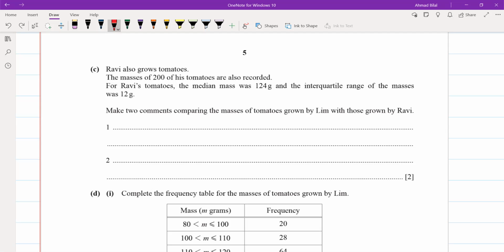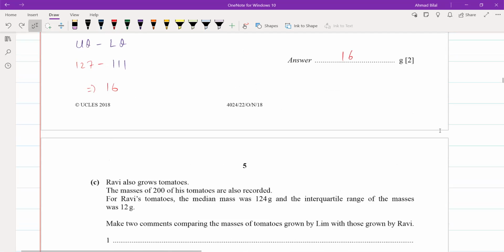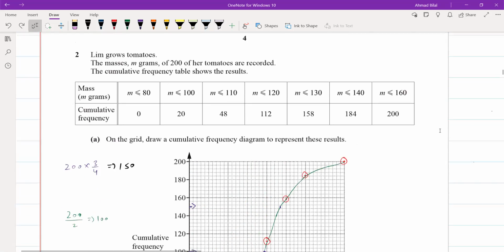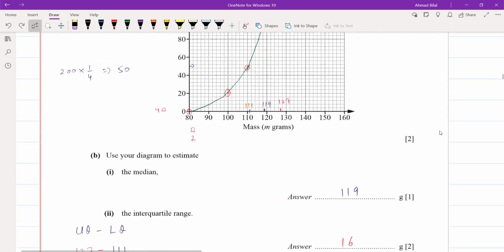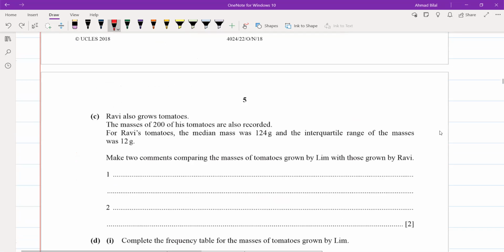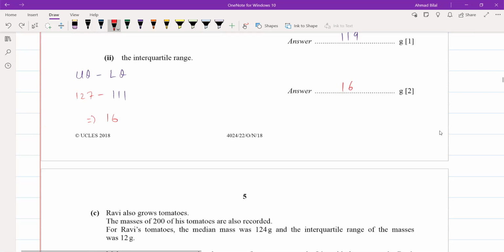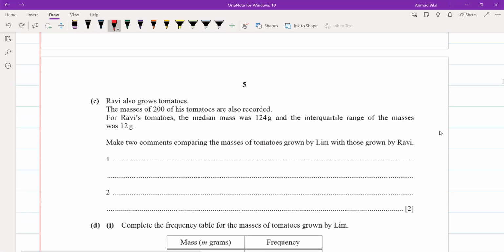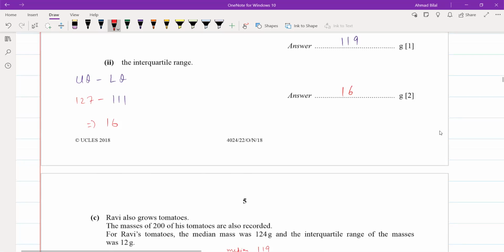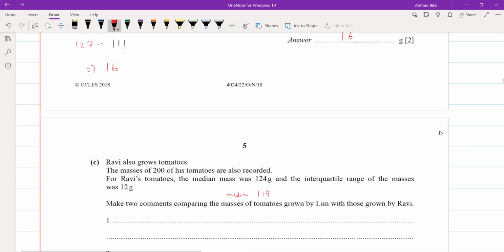Okay. अब देखिए रवि के बारे में लिम पे हमारे पास क्या इंफॉर्मेशन है, पहला कॉन्सेप्ट उसका नाम क्या था? That was Lim, the first part. So Lim पे we have the median, इसका जो median था Lim का, that was 119. Median for Lim was 119. Interquartile range for Lim was 16 grams.